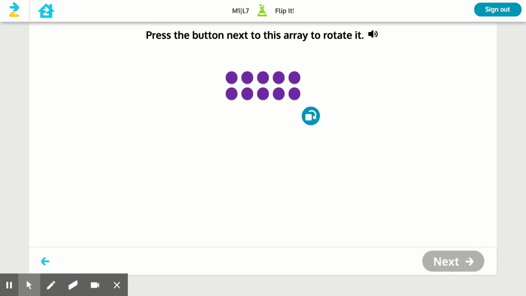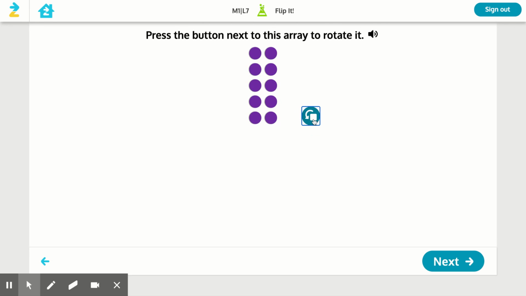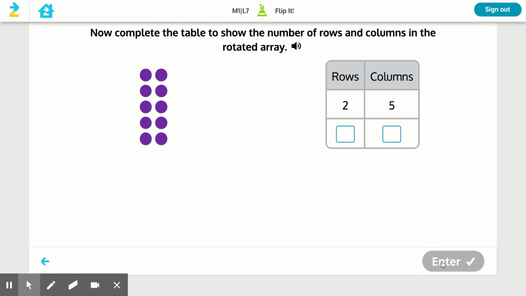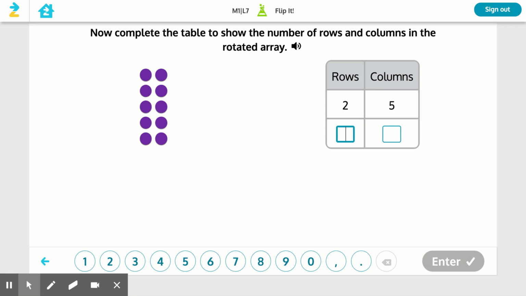All right, that is the exact same array, but this time we're going to rotate it. Now, in your Nearpod, tell me how many rows we have now. Remember, our rows run straight across from left to right. Our rows are 1, 2, 3, 4, 5. We have 5 rows now. Now in the Nearpod, tell me how many columns you see. Remember, columns go up and down. This problem has 2 columns.